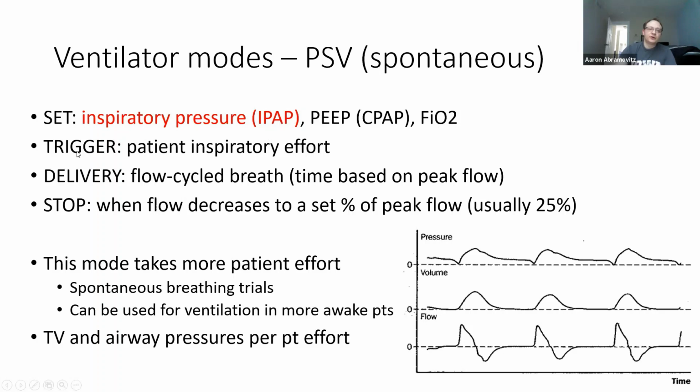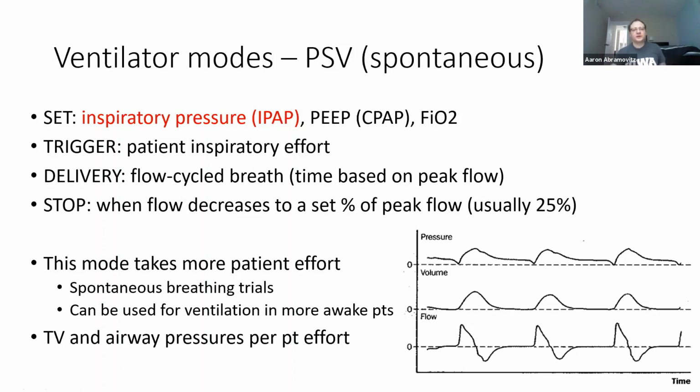And the only trigger to a breath is a patient making an inspiratory effort. It delivers a flow cycled breath. So based on the peak flow from the drive pressure and the patient's inspiratory effort, the breath will stop when the flow decreases to a set percent of the peak flow, and the default is 25%. That's to prevent the vent from giving an infinite breath, which would be bad if you're trying to do an SPT.